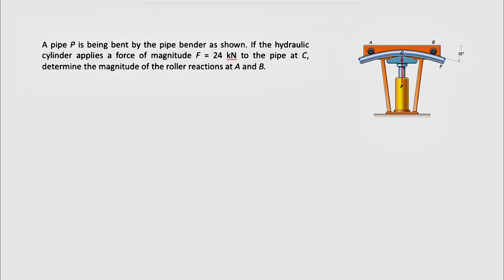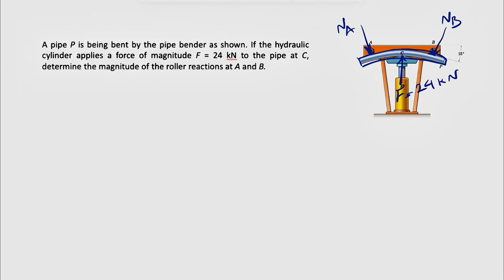and B. So we're going to assume there is no friction at these two rollers at A and B. If that's the case, we're going to have only the normal force from these two supports, which is going to be something like this, NA and also NB, perpendicular to this surface. And if we just draw the free body diagram for this part of this pipe, we also have this force F in here, which we know is 24 kilonewtons.